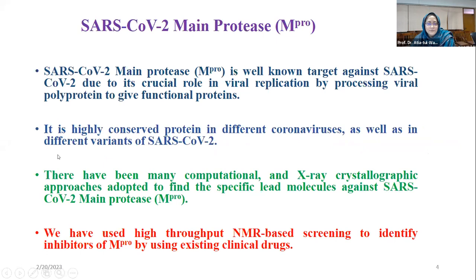So one of the targets that we have worked on is the main protease of SARS-CoV-2. It's a very well-known target, and it also plays a very important role in viral replication through the processing of the viral polypeptide.